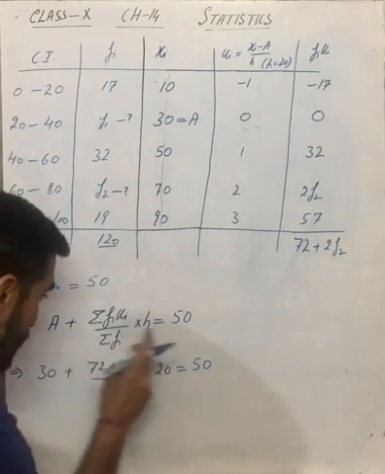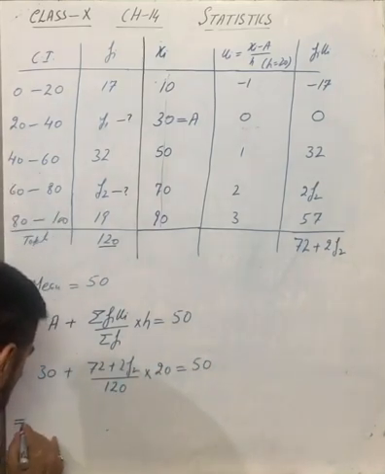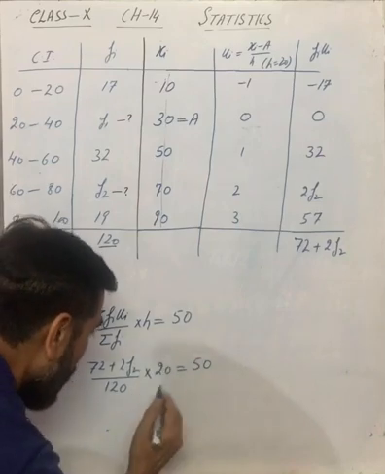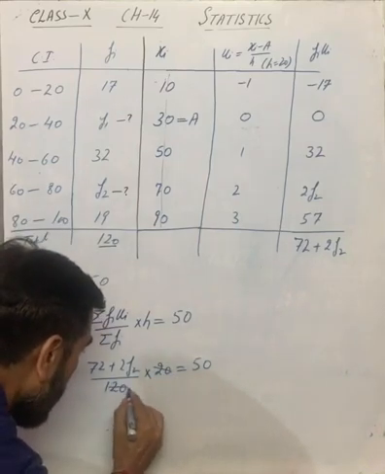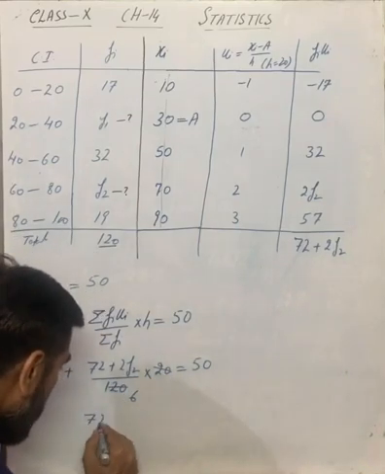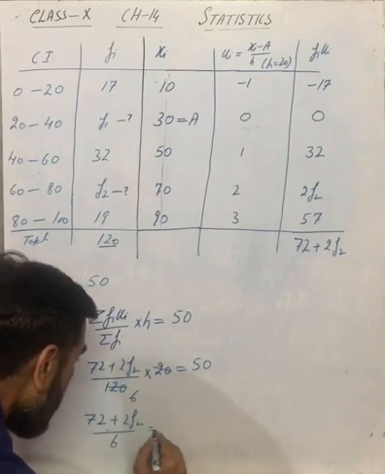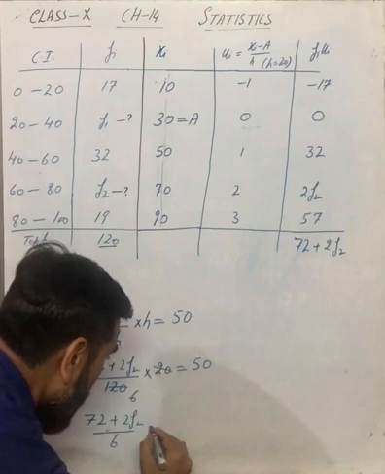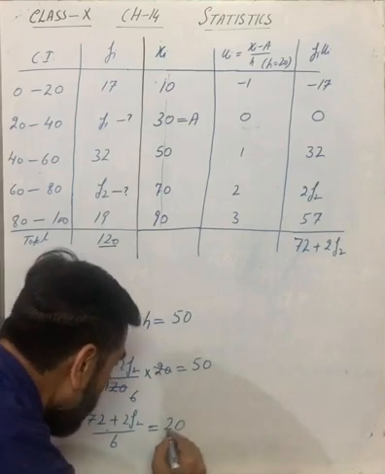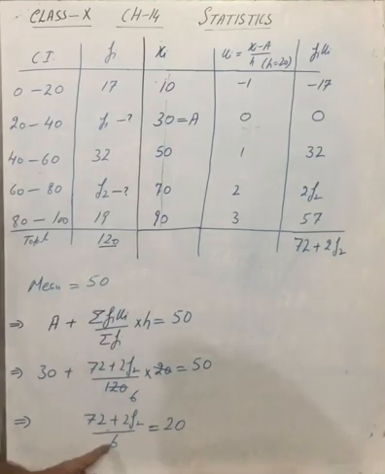We'll be shifting this 30 to the other side. It will become minus, 20 will cancel here, so you'll get 72 plus 2f2 over 6 is equal to 30. Subtract it, you will get 20. Now this 6 will multiply on the other side and it will be 120.